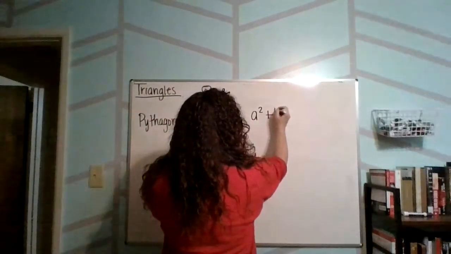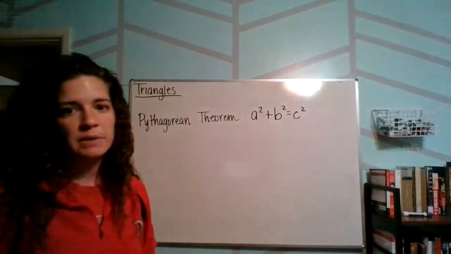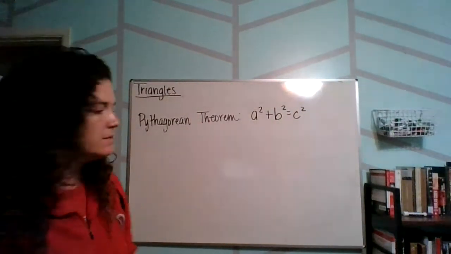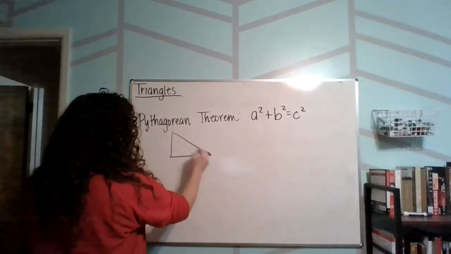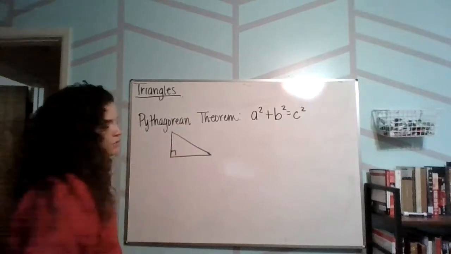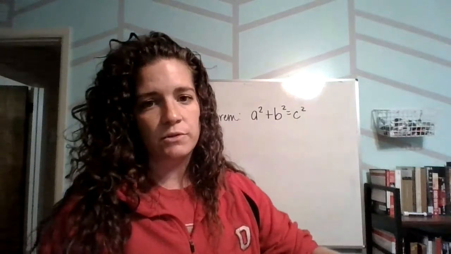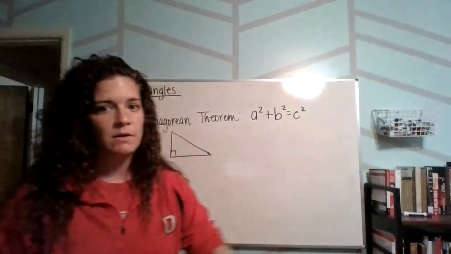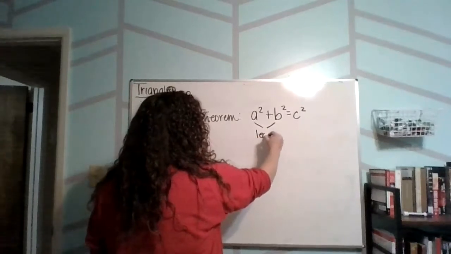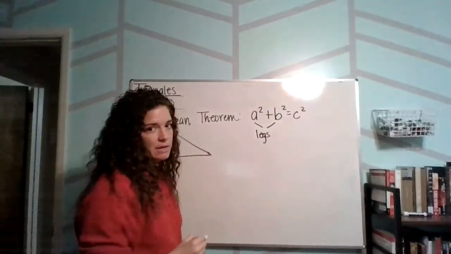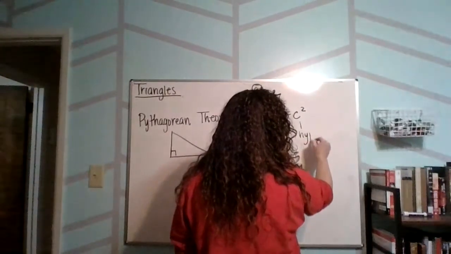A squared plus B squared equals C squared. But now we have to make those letters make sense. So again, it only works for right triangles. If you do not have a right triangle, you have no sense even using Pythagorean Theorem. It doesn't work. So in Pythagorean Theorem, A and B are represented by the legs, and C is talking about the hypotenuse.